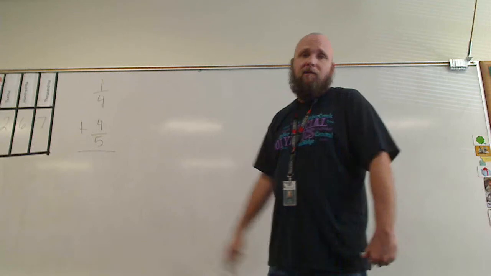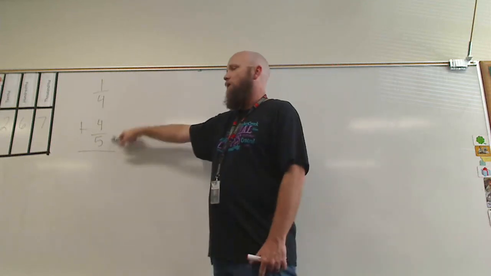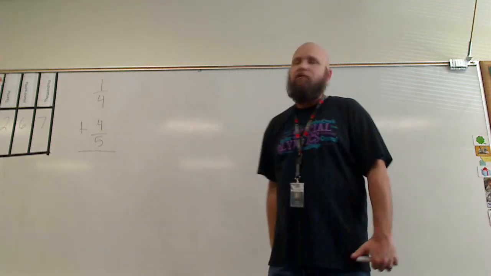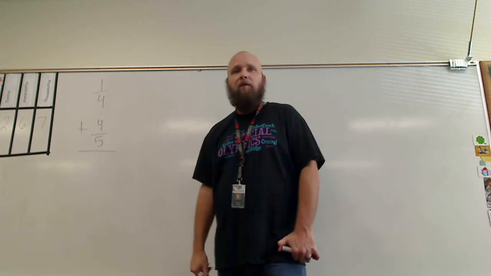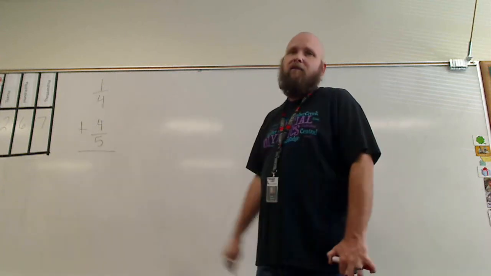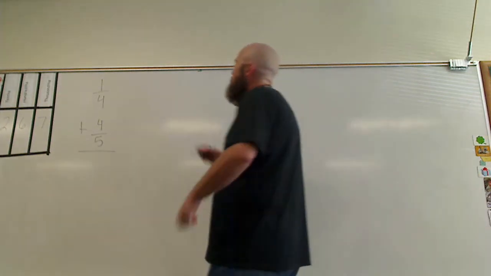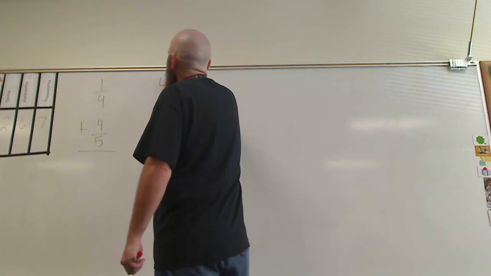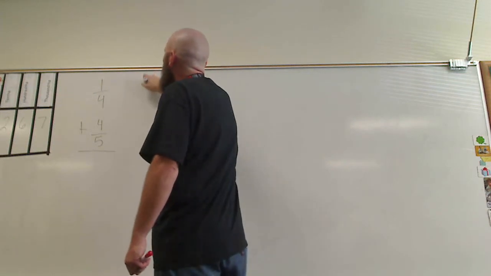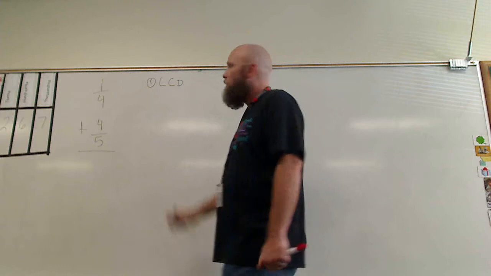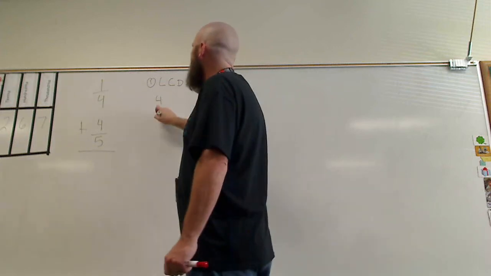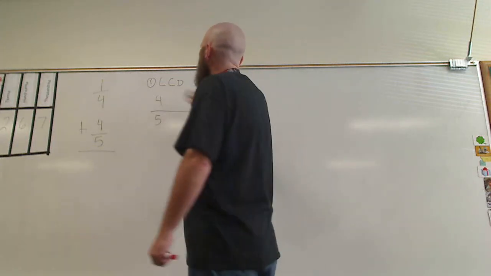I cannot add or subtract these because they don't have a common denominator. So I've got to find the least common denominator. That's step 1. We find the least common denominator. We're looking for the least common denominator of 4 and 5.